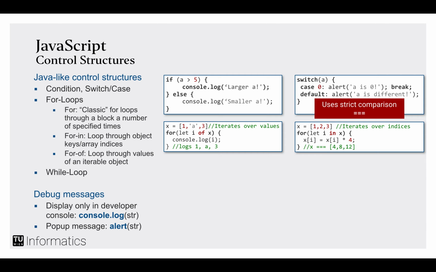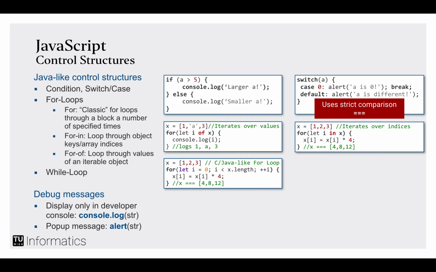And compare this to the for in loop. What for in does is it iterates over the indices of an object, in this case the array. So if you look at the example here, if you use for in in this example, it will return the indices to you and not the values.